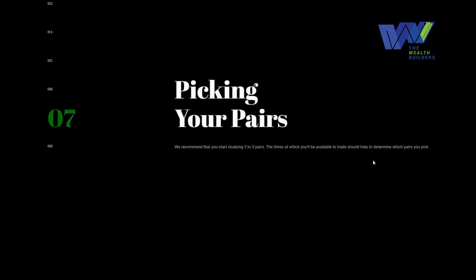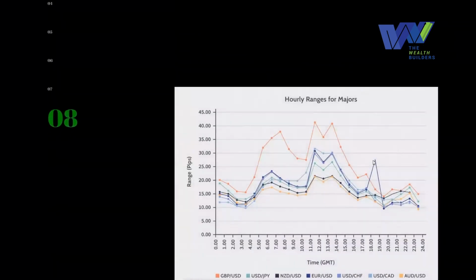And so that's what I said. We recommend you study between 3 to 5 pairs. And just for example, I trade AUD USD. That was the first pair that I studied. And it's this yellow color. For those who are colorblind, I apologize. I am so very sorry.